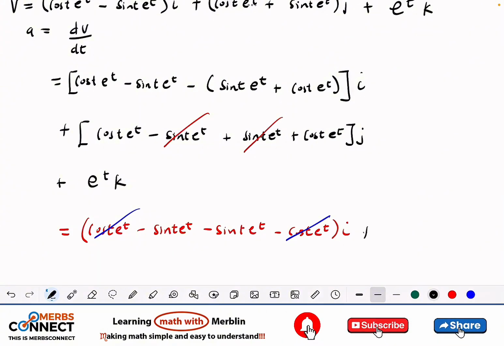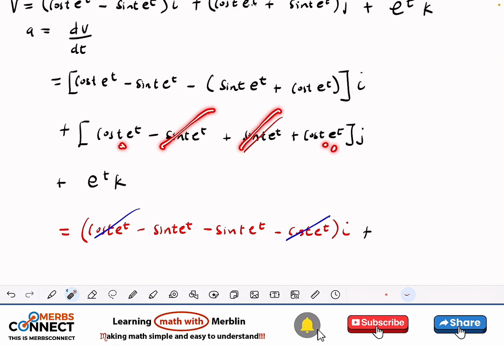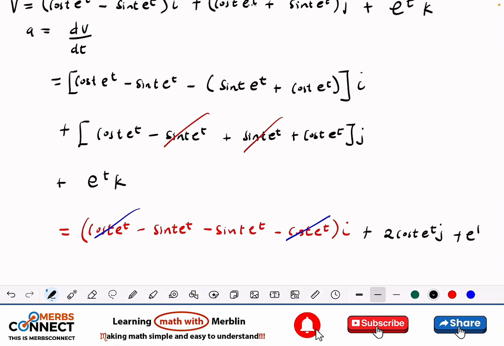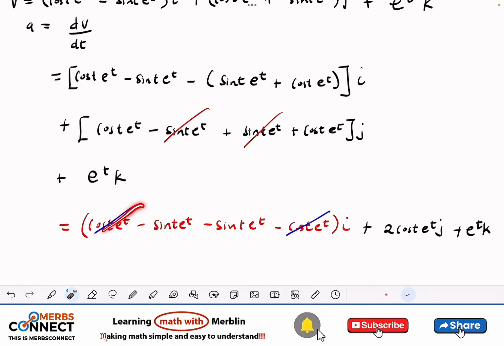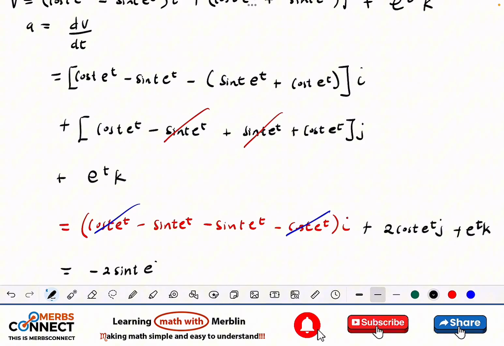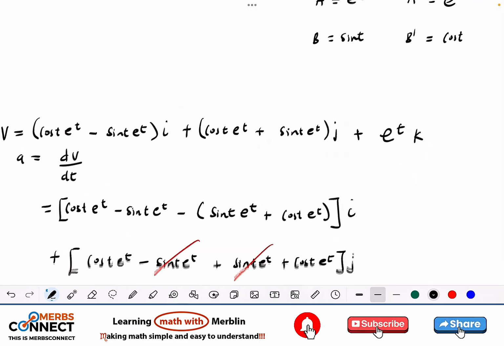Then plus, now this cancels this and these are the same, so I'll add them and get 2 cos t e to the power t j, then plus e to the power t k. Then when I cancel this and this, I can add this and this. So finally, I'm going to have minus 2 e^t sine t i plus 2 cos t e^t j plus e^t k. So this is the acceleration.